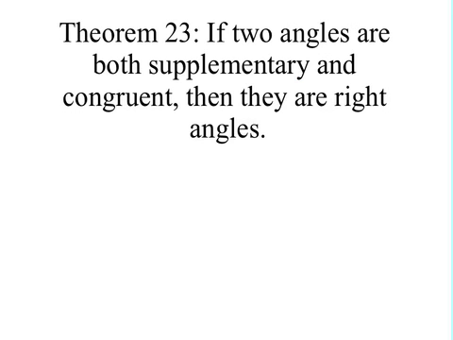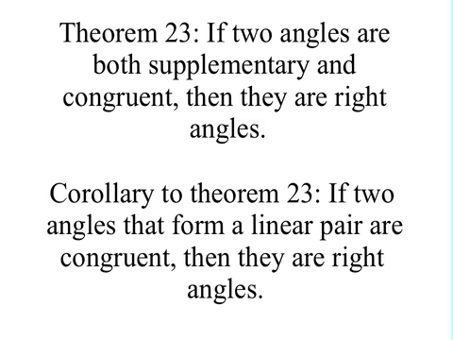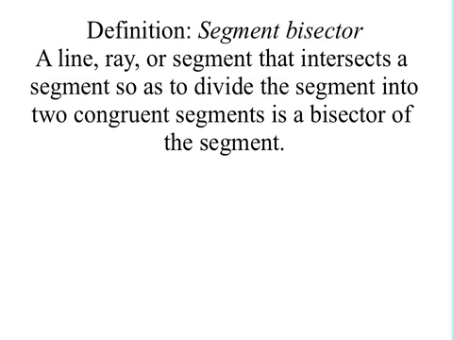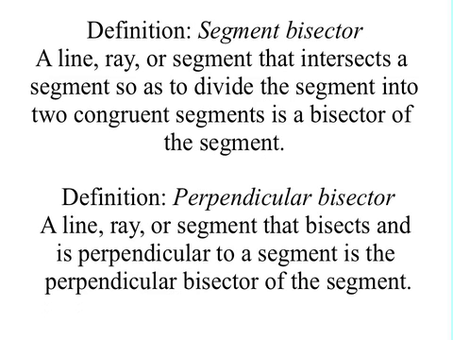In this lesson, we looked at a theorem. If two angles are both supplementary and congruent, then they are right angles. We also looked at the corollary to that theorem. If two angles that form a linear pair are congruent, then they are right angles. And a pair of definitions. A line, ray, or segment that intersects the segment so as to divide the segment into two congruent segments is a bisector of the segment. And more specifically, perpendicular bisector. A line, ray, or segment that bisects and is perpendicular to a segment is the perpendicular bisector of that segment.